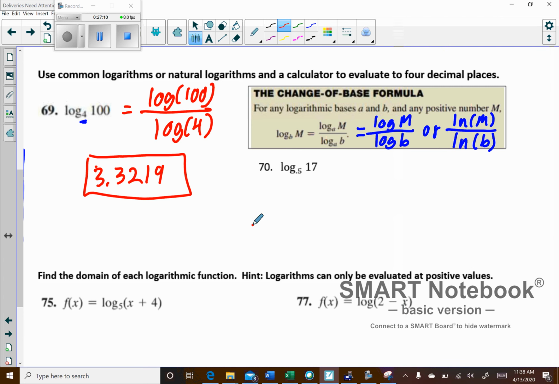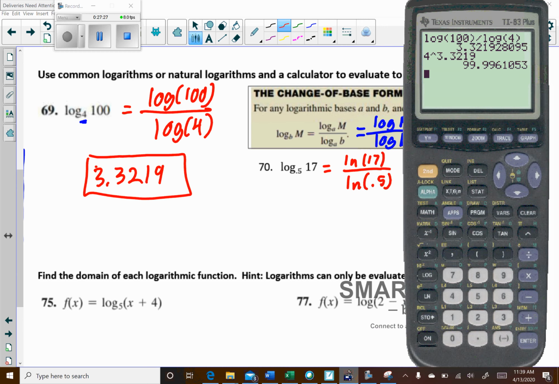Okay, if we look at 70 here, so once again, I can do log, or if I really want to, I can do natural log. It really doesn't make a difference. So natural log of 17 over natural log of 0.5, okay? And I could have used natural logs on the previous one if I really wanted to. It doesn't matter which one you use. So let's see, natural log of 17 divided by natural log of 0.5. Now you can't mix and match though. If you start with natural logs, you have to do it top and bottom. Same thing with log. Okay, let's see what we get.